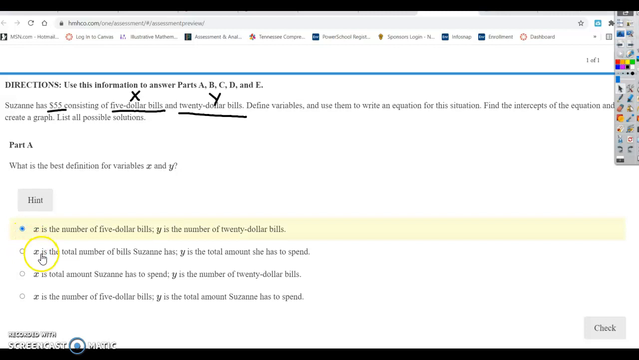So let's go ahead and read these. X is the total number of bills Suzanne has. Y is the total number she spends. No, that's not true. X is the total amount she has spent. Nope. X is the number of $5 bills. Y is the total amount she has spent. So the only one that's going to work is that X is your $5 bills and Y is your $20 bills.